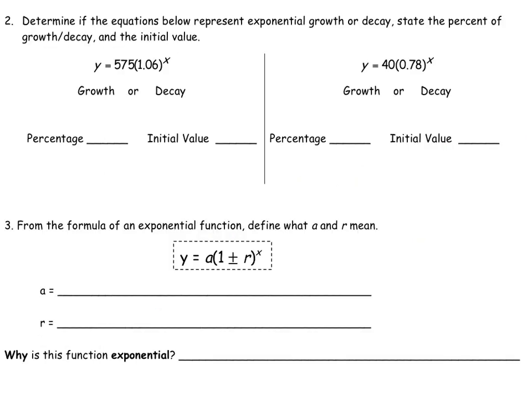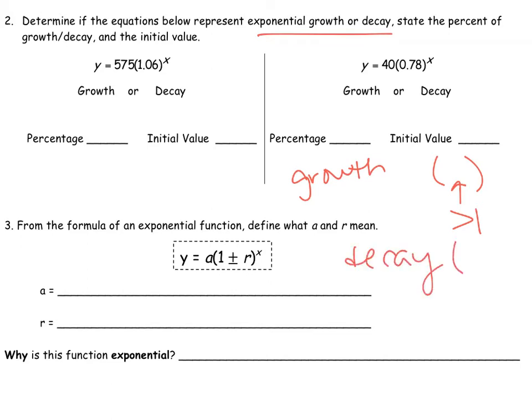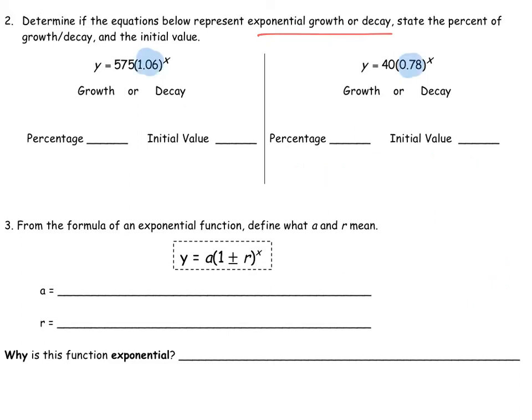All right, so moving on to the next question, we have exponential growth and decay. You need to remember that for a growth, what's inside the parentheses has to be greater than 1. And for a decay, what's inside the parentheses will be less than 1. If we look at these two examples, notice that the number inside the parentheses in the first one is greater than 1, so you're looking at a growth.